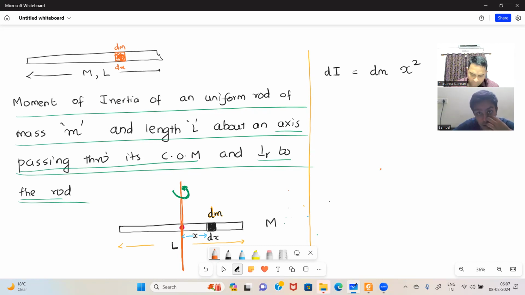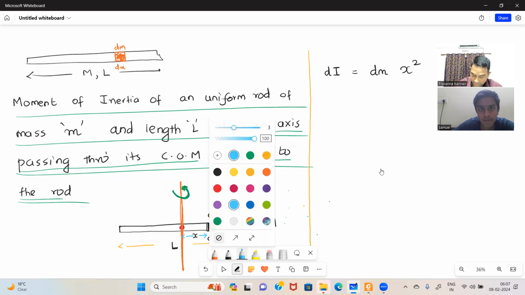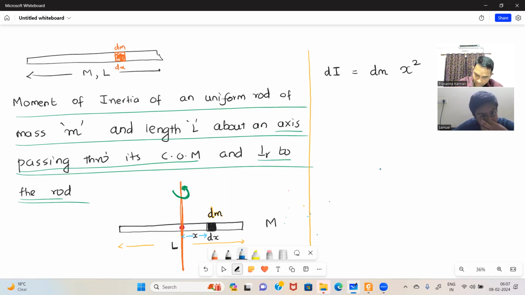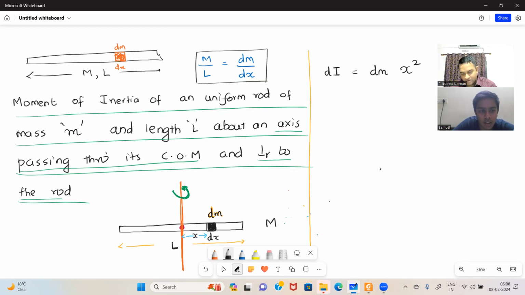Correct. All this chocolate story is for getting this relationship: M divided by L is equal to dm divided by dx. The big mass divided by the big length is equal to the small mass divided by the small length. Because it's a uniform rod, the ratio will remain the same. Is that clear? Okay. So what is dm from this?